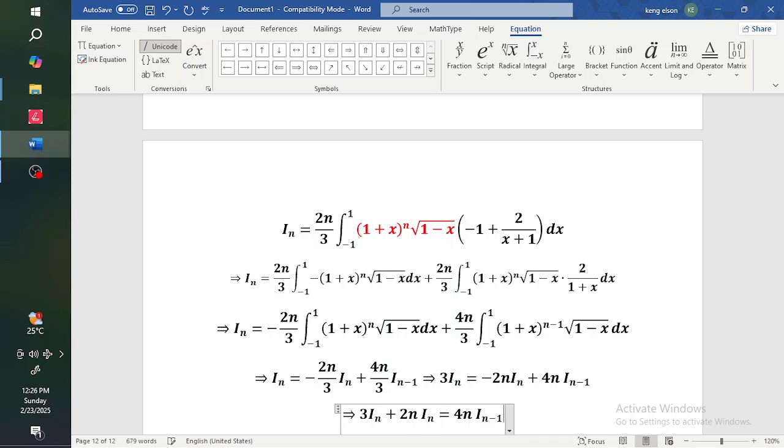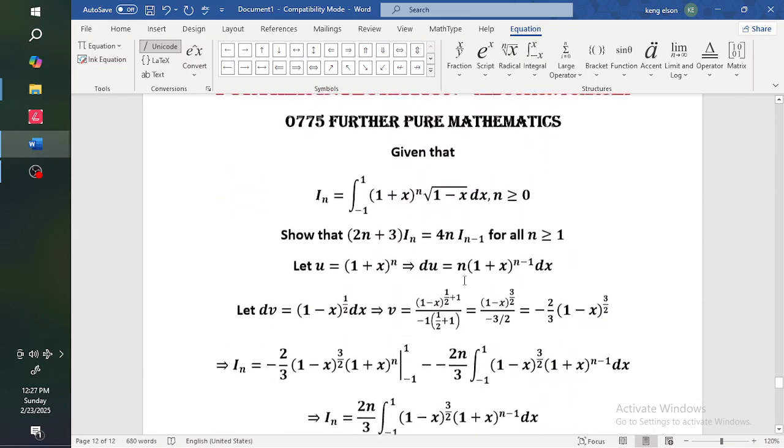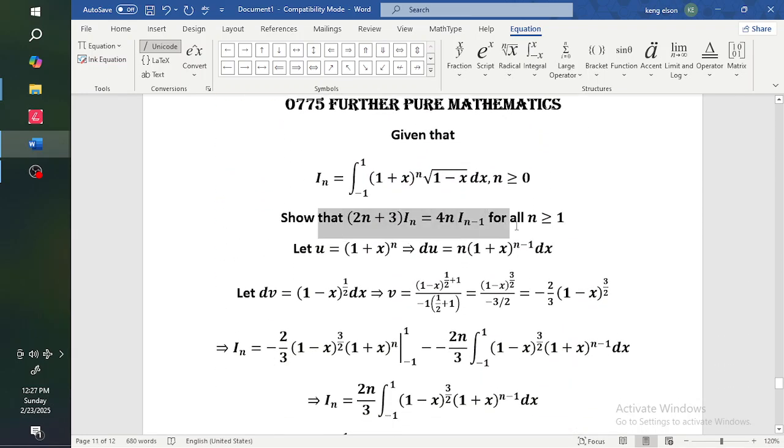Then I now factorize in from the left hand side. I'll be left with 3 plus 2n, multiplied with in, equal to 4n times in minus 1. And with that, we have proven. Let's see if that is a proof. So perfectly, we arrived at the perfect conclusion.